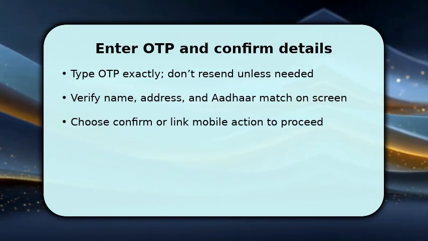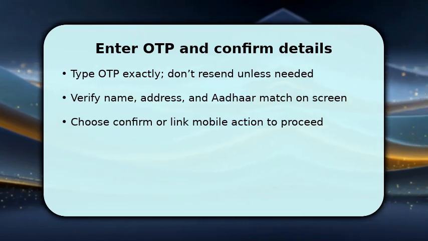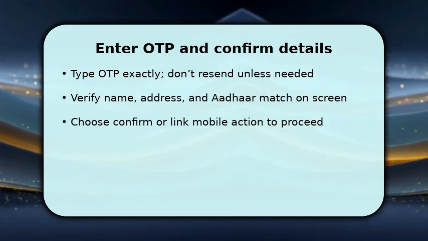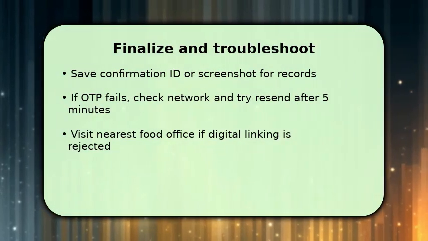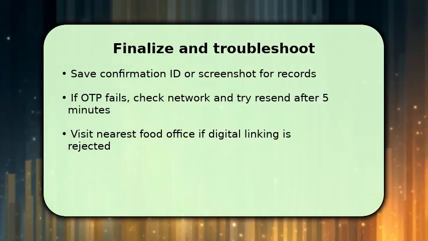If everything matches, select the link or confirm button to associate the mobile. Make sure to read any confirmation prompts. Some states also require a secondary approval from the head of household or local. Once the system confirms linking, save the confirmation ID or take a screenshot as proof. You will need it for queries.